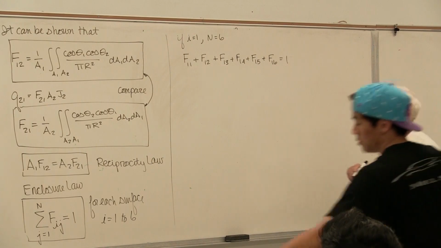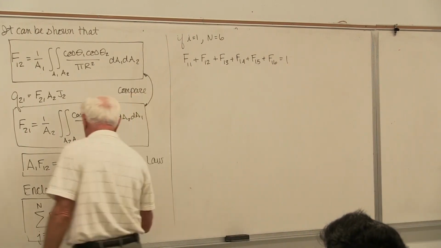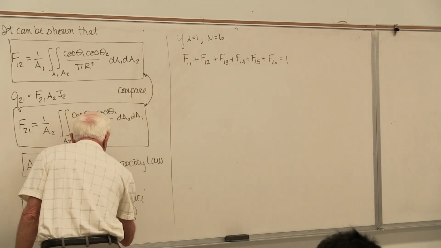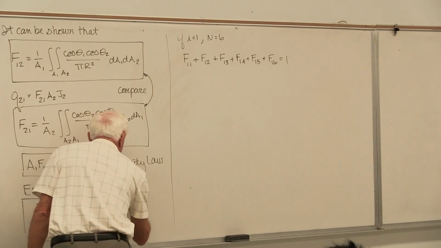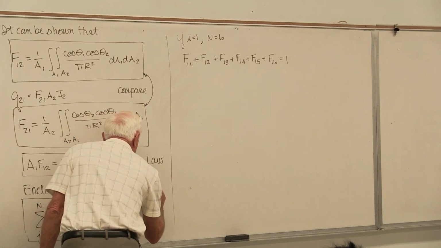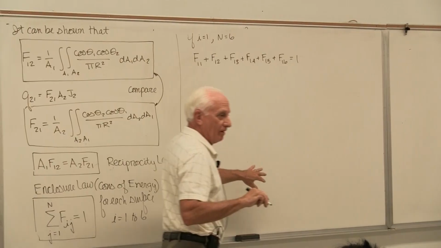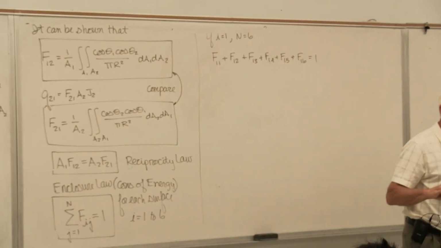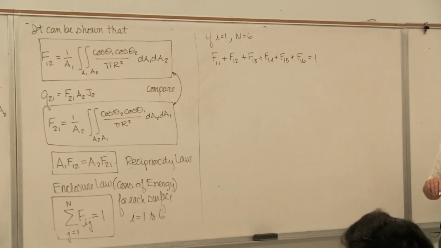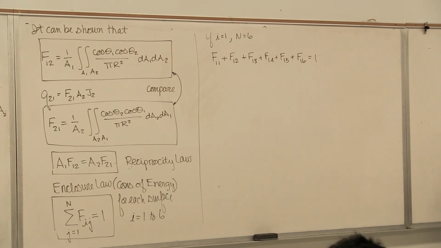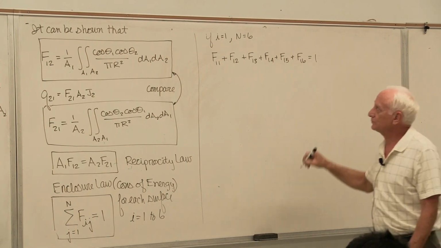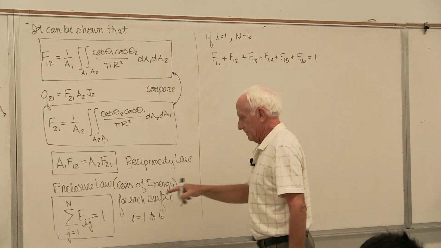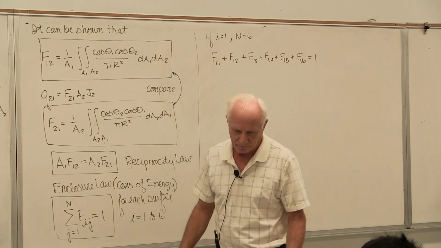Conservation of energy, okay? The enclosure law is conservation of energy. All the radiation leaving the front wall has to strike another wall in this room, and the total must be 100%. That's what the 1 stands for, 100%. So, there's our enclosure law.